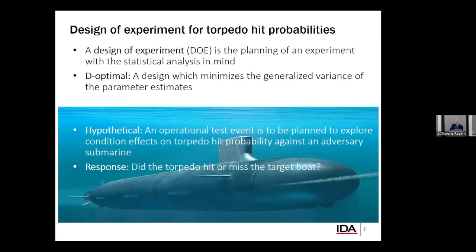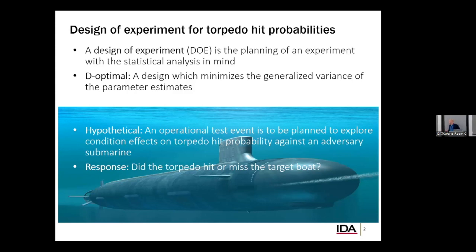So just to make sure that we're all on the same page, when I say design of experiments, DOE, I just mean planning of an experiment with the statistical analysis in mind. When I say d-optimal, d-optimality is an optimality criterion that minimizes the generalized variance of the parameter estimates, or in other words, it makes sure that we have precision in what we believe about some sort of condition effects.